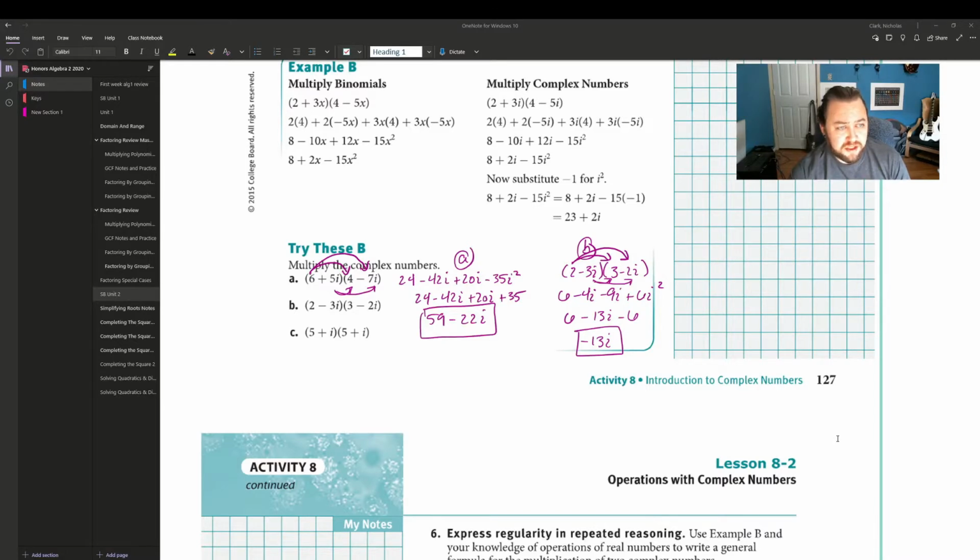Go ahead and do C. I'll do it over in that gray graph area. We'll do C over here. And C is 5 plus i times 5 plus i. So what I'm going to do, same as before. 5 times 5, 25. 5 times i, 5i. 5 times i, 5i. Then i times i will be i squared.